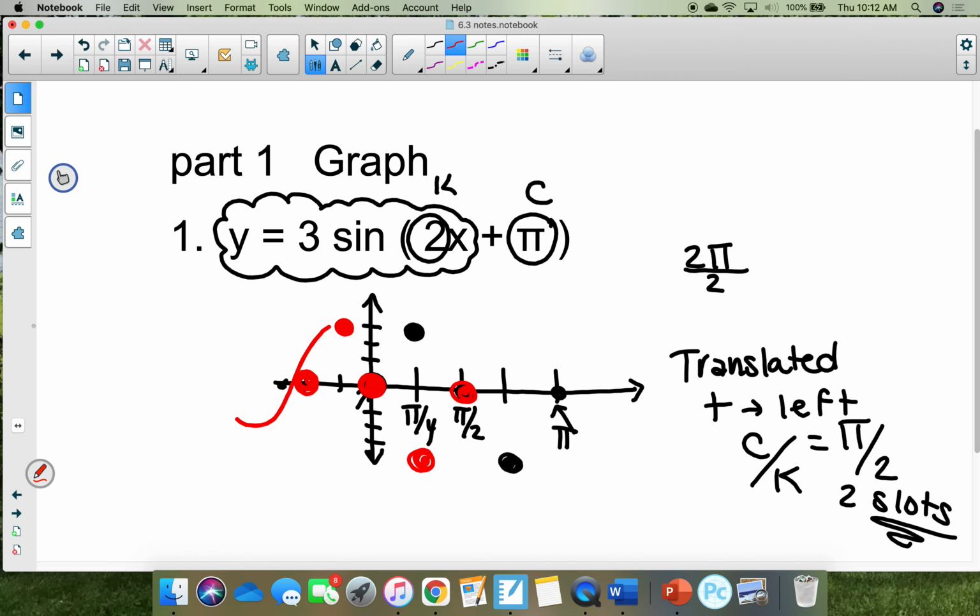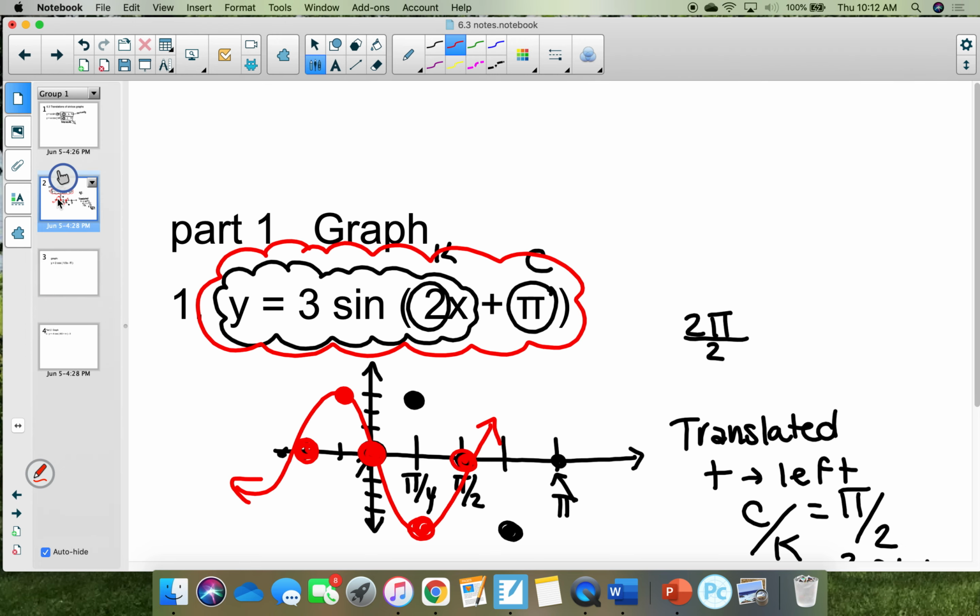Your final answer looks like this. Everything got moved to the left. So the final answer is this whole equation. And that's the only difference from 6.2 and 6.3. Let's do another one.